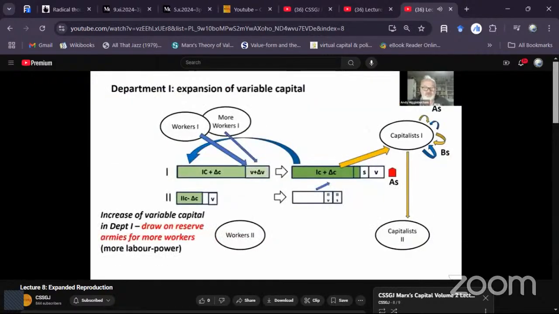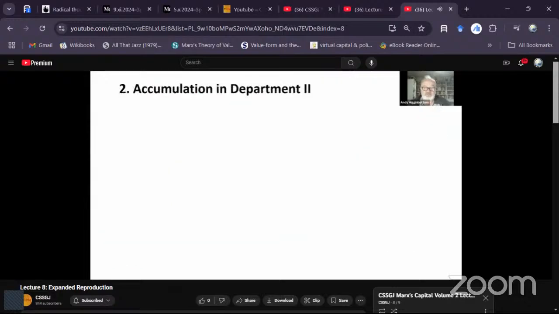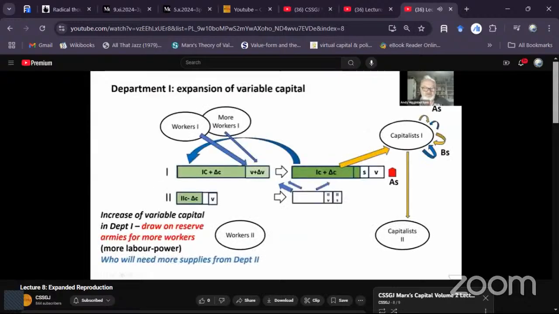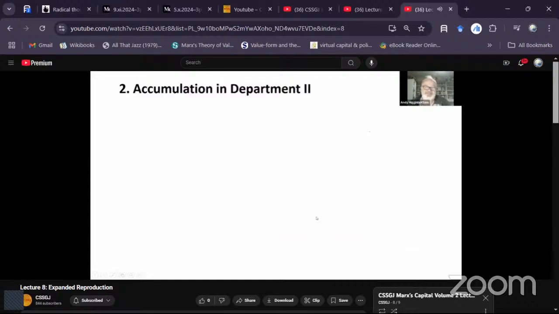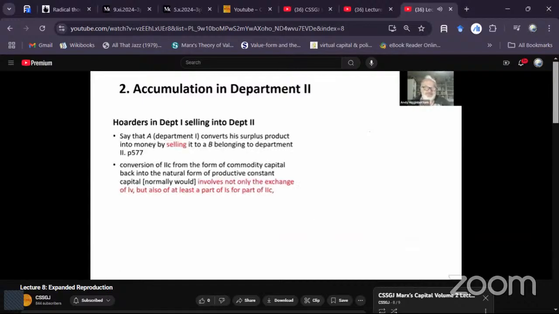And so just to show this one diagrammatically, more workers, it's an increase of variable capital now in Department 1. Again, they're going to have to get the commodities to consume and the additional commodities as well from Department 2. I think Marx doesn't talk about the need for more supplies for the workers from Department 2, but I think that logically that would be the case. Okay, so accumulation in Department 2. So now we're going to have buyers in Department 2 and hoarders in Department 1.